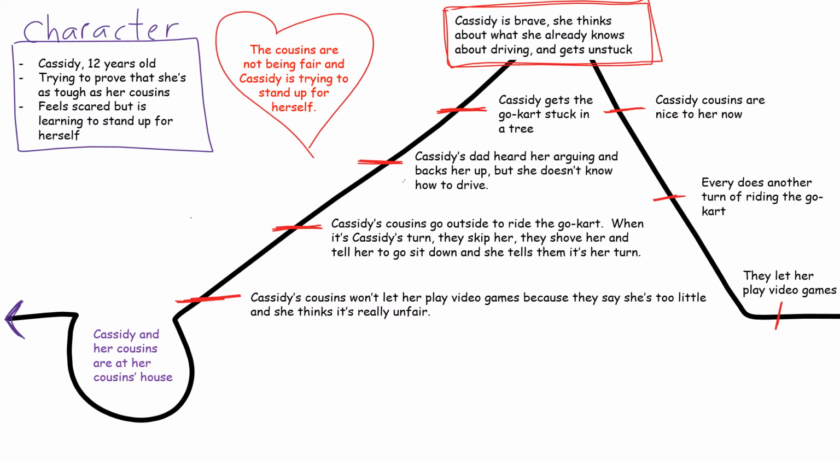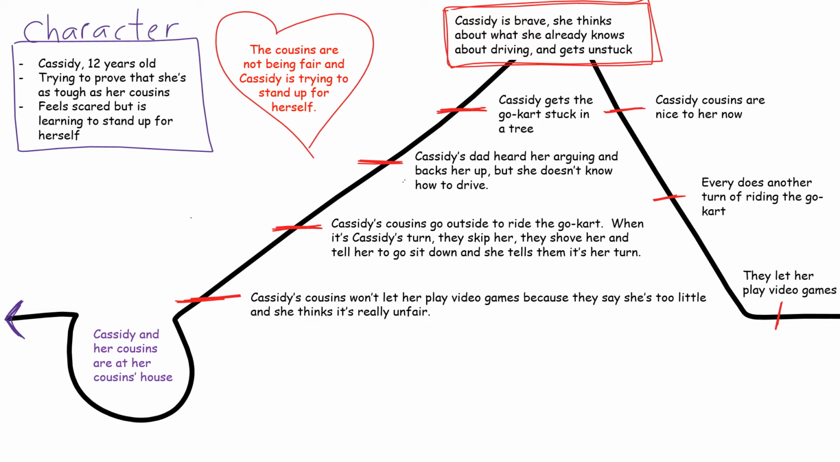Now I'm going to come back and look at my story map, and I remember that it's about Cassidy, and she has all these problems with her cousins not being fair to her, and she's trying to prove that she's as tough and important and capable as they are. And she has this big moment where she finally gets a chance to try with the go-kart, and then she gets it stuck in the tree, and she has to figure out how to get it unstuck to show that she can handle it.